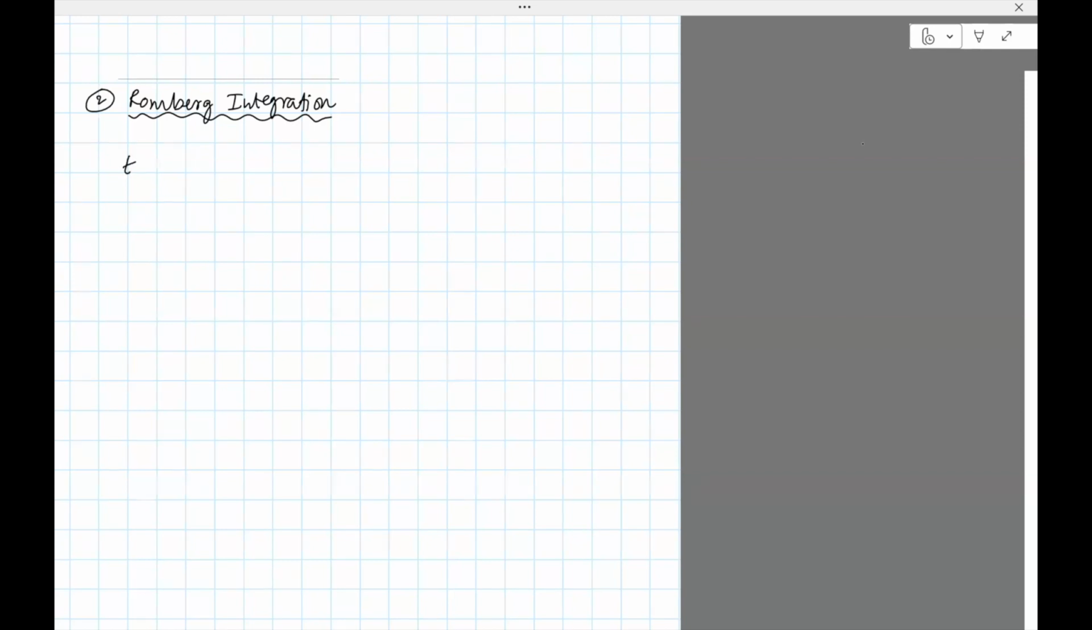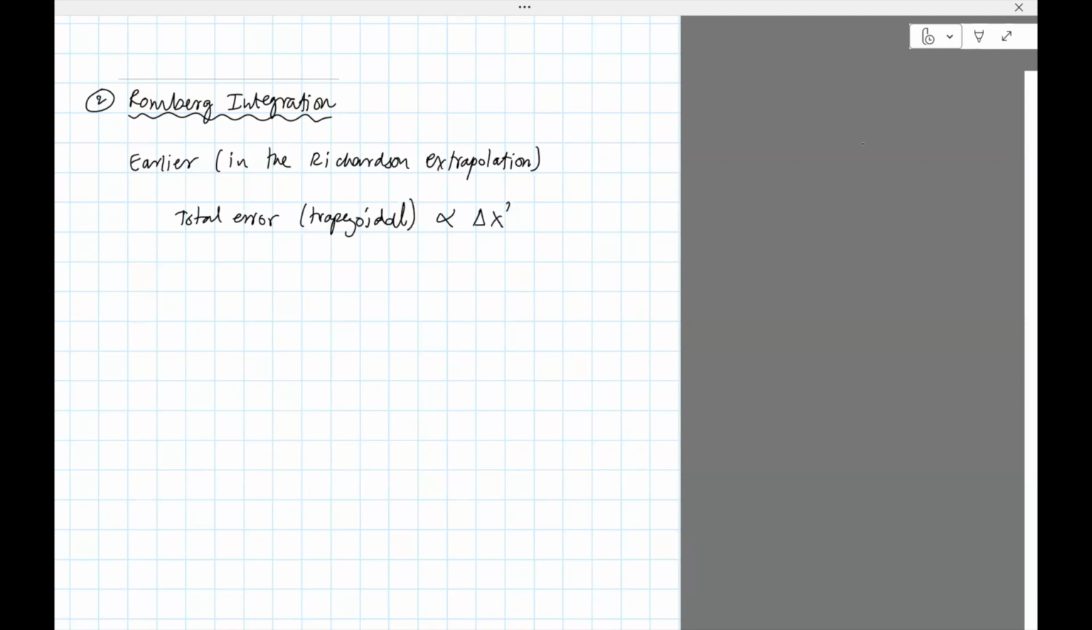So earlier I'd said, Richardson, I'd said that total error for trapezoidal is proportional to delta x square.